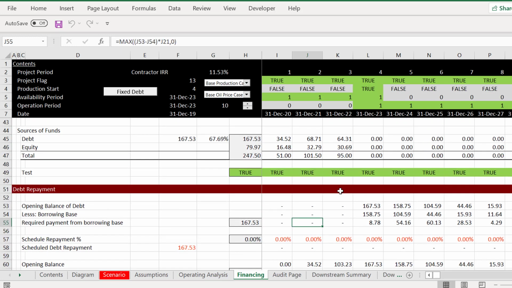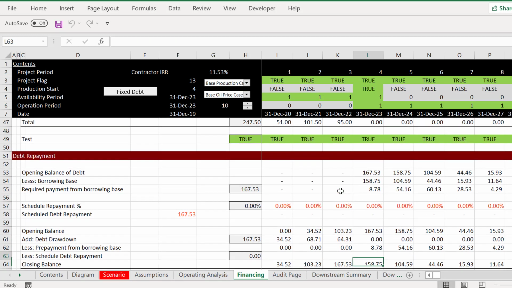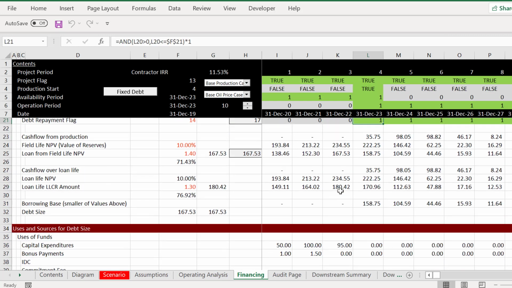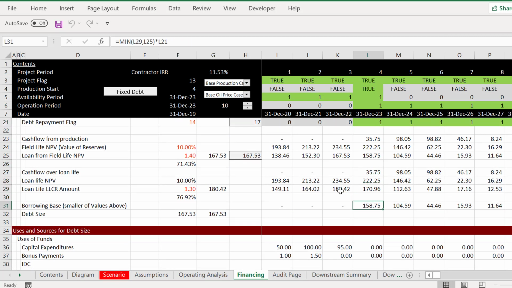So these things, it doesn't have the sheet name, it just takes the sheet name out. So we're back, opening balance. This video is poor quality, sorry about that, but whatever, I need to make one. Then this is the borrowing base, and the borrowing base is up here, L131, and that's the smaller of the amount we got from the loan life or the field life.